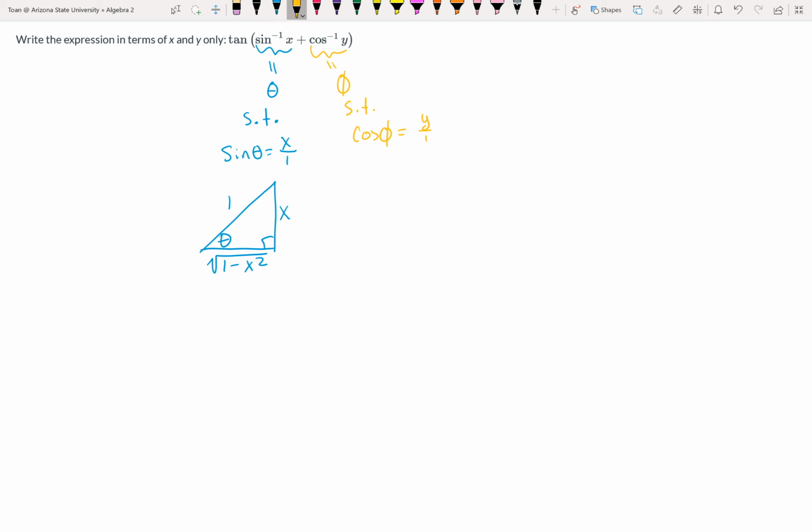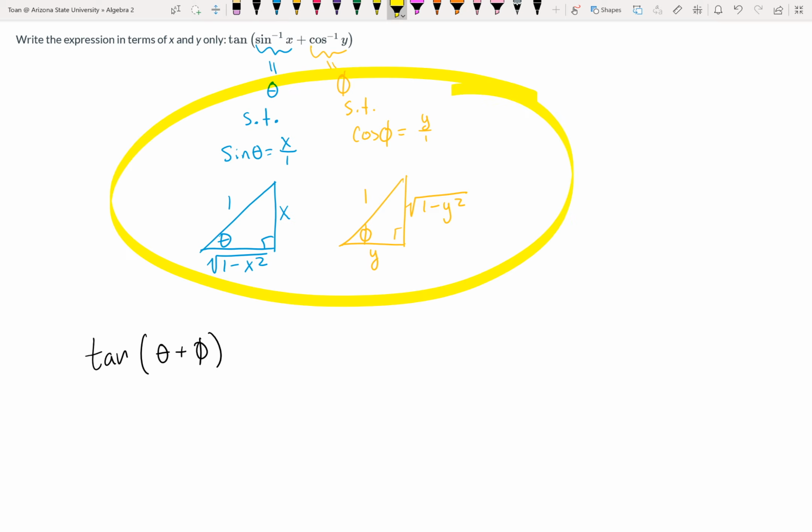We can do the same thing for the angle phi. If you were to draw a right triangle with angle phi labeled somewhere, you can guarantee, according to this information, that the cosine of this angle, adjacent over hypotenuse, is y over 1. And then, of course, through Pythagoras' theorem, the missing side length is the square root of 1 minus y squared. So, if we were to go back to the actual question, this question is basically asking, what is tangent of theta plus phi, where theta and phi follow all this information?